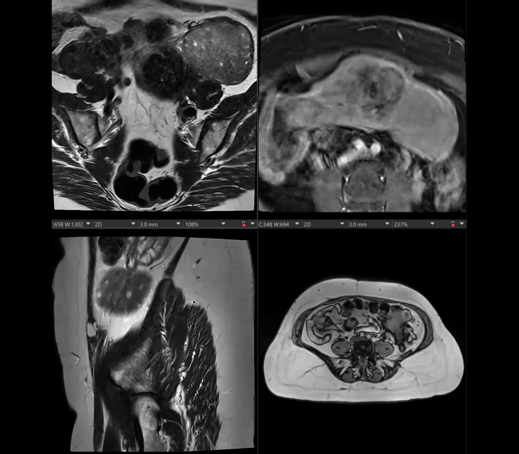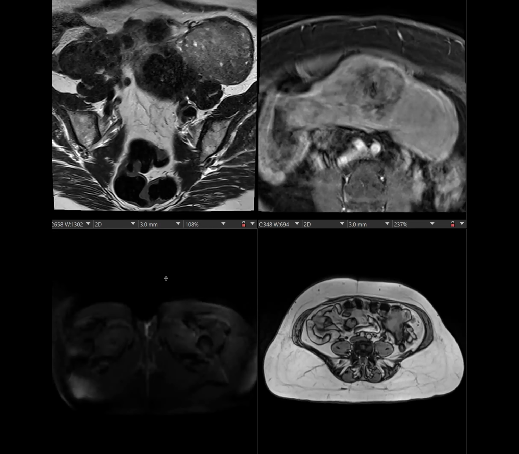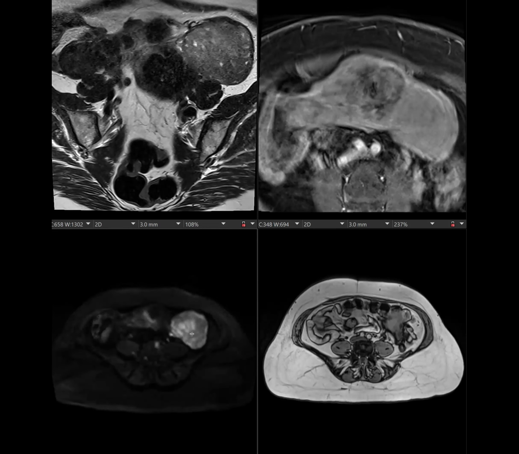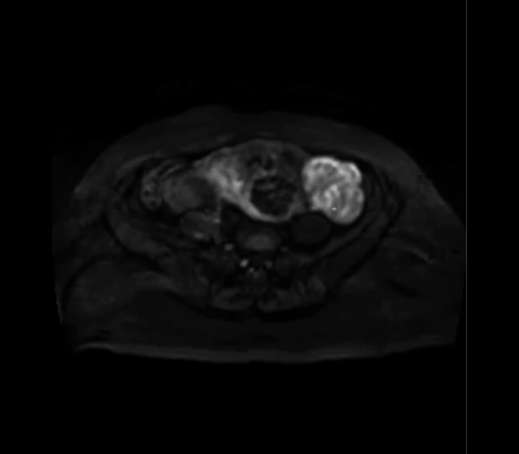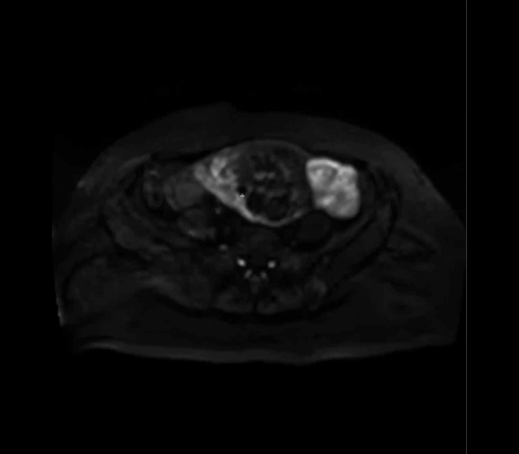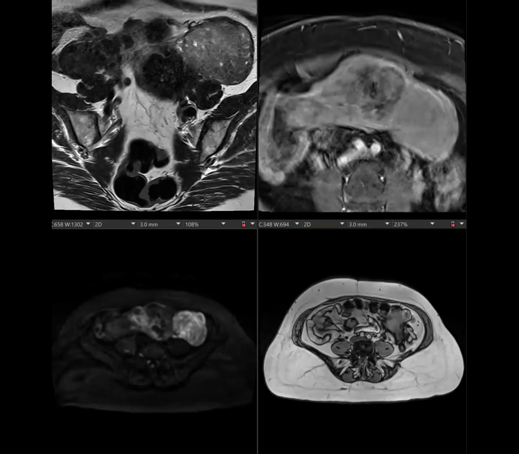Okay. So then the workflow tells us to look at the high B value and then ADC. So this is a high B value here. And here it is. So there's our mass here, right? It's pretty bright and it has to be brighter than the endometrium. And this is the endometrium here. So I would say some of the areas are brighter than the endometrium. Okay. So then if it's brighter than the endometrium, then you go on to the ADC.